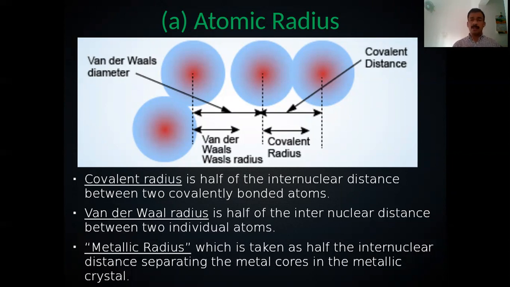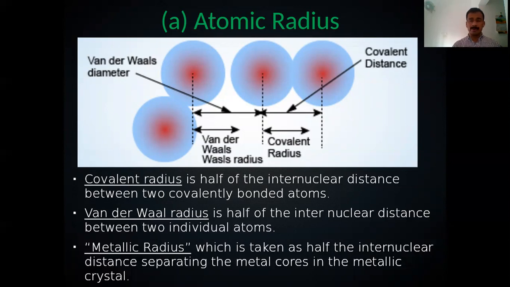For example, if you take a hydrogen molecule, two hydrogen atoms are bonded through a covalent bond. If you take half of the distance between the nuclei of the hydrogen atoms, that will be the covalent radius of the hydrogen atom. So one of the methods to express atomic radius is covalent radius. And another one is van der Waals radius.